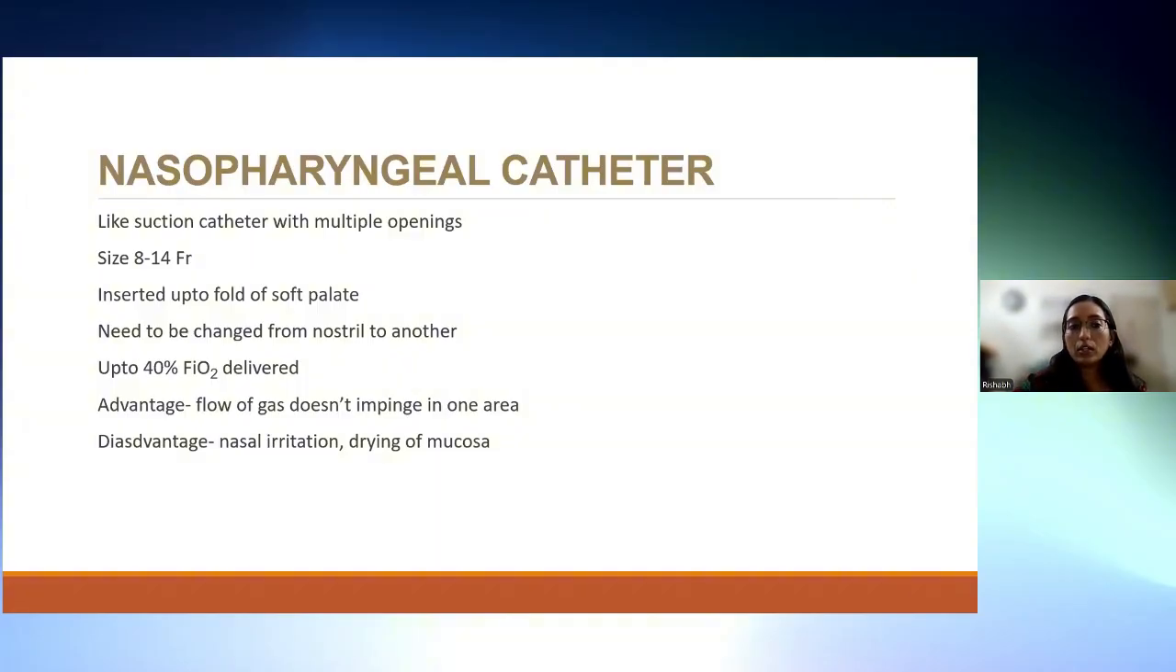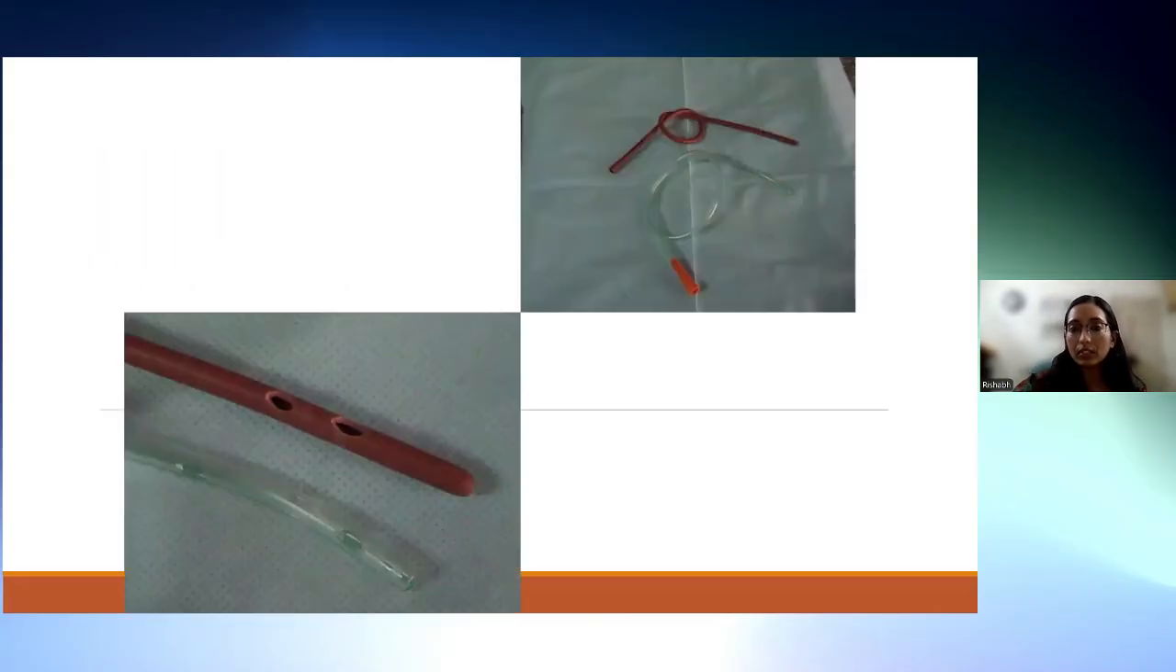A nasopharyngeal catheter is like a suction catheter with multiple openings. The size is about 8 to 15 French. It is inserted up to the fold of the soft palate, and it needs to be changed from one nostril to another. About 40% FiO2 can be delivered with this. The disadvantage is it can cause nasal irritation. So this is how a nasopharyngeal catheter can be seen, with multiple holes in it.